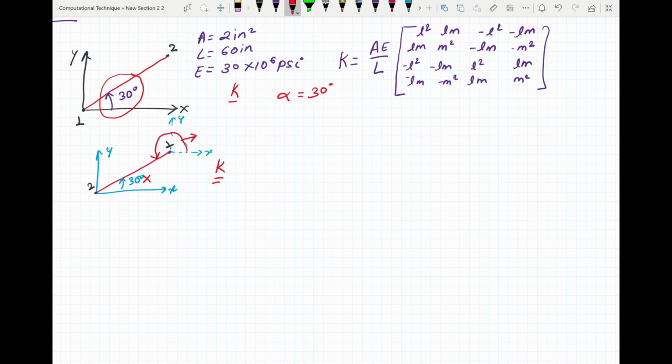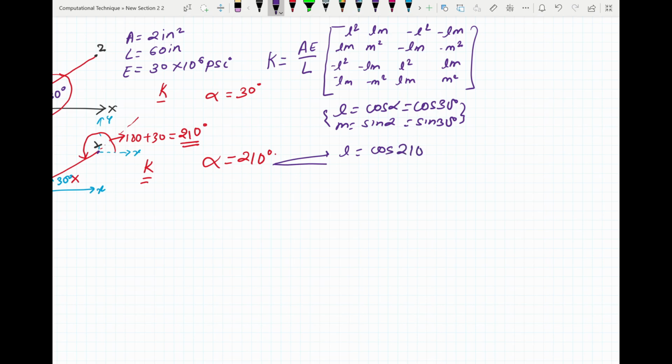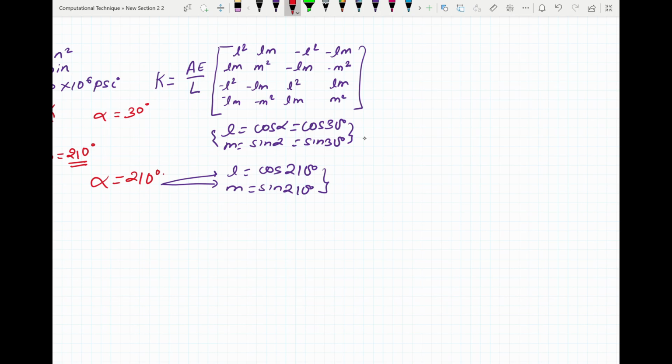So this angle, therefore alpha for this case, equals 210 degrees. Now you have to find your L, that equals cos alpha, which equals cos 30 degrees for the previous case. M equals sine alpha, that equals sine 30 degrees. And for this one, you have to find your L as cos 210 degrees, and M as sine 210 degrees, and then substitute your values into this equation and obtain your stiffness matrix.